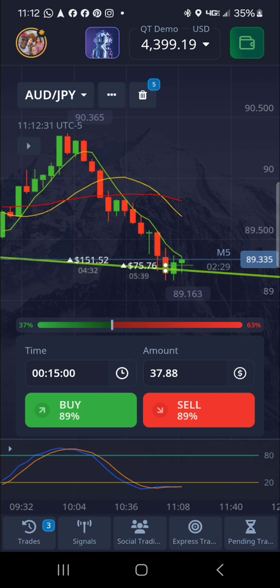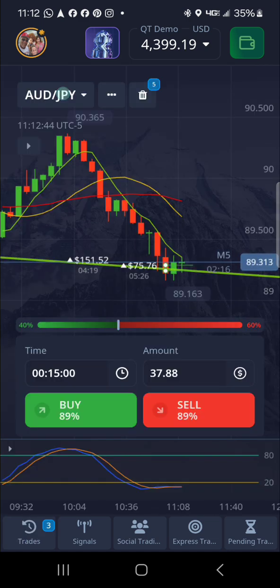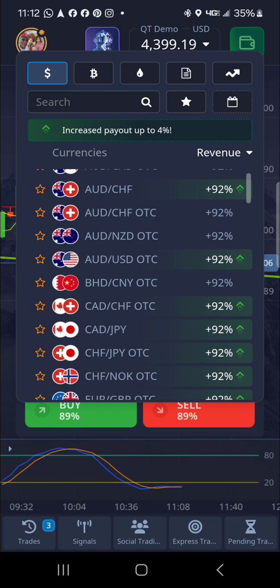Don't have too much time right now, but I just want to update you on that. I got that in. I also have one other trade in, AUD USD. Let's look at it real quick. AUD USD.